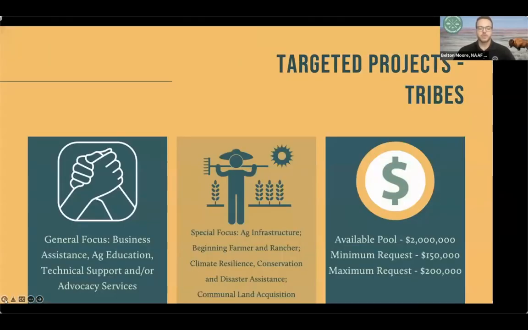And now we will talk about tribes and their instrumentalities. So the general focus is the same as for 501(c)(3)s and educational organizations: business assistance, agricultural education, technical support, and advocacy services. And then special focus areas are agriculture infrastructure, beginning farmer and rancher, climate resilience and conservation, and disaster assistance, and communal land acquisition. The pool for tribes is $2 million this year, and the minimum request for general focus is $150,000, and the maximum request is $200,000.